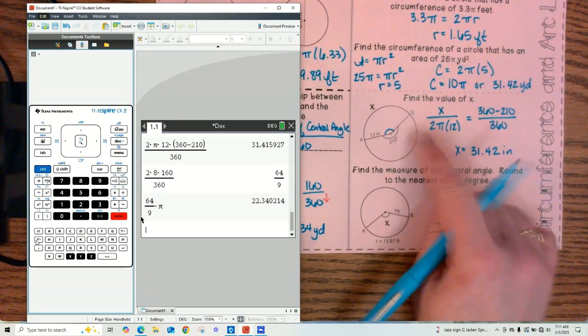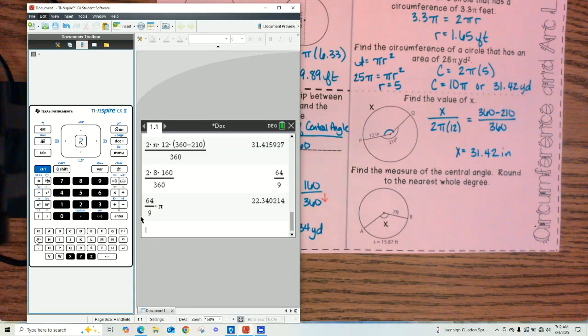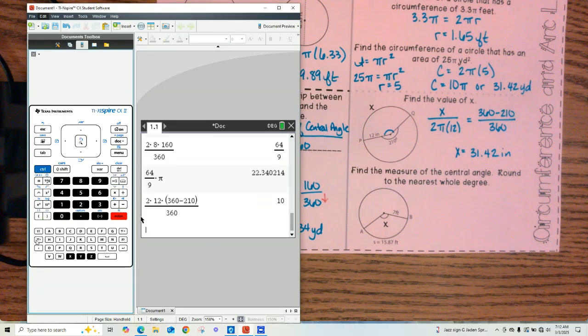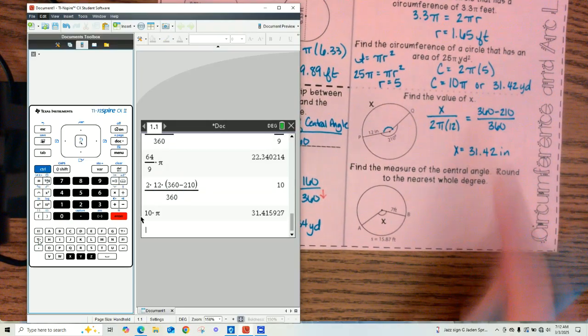And so this one we would do the same way. We would just leave the pi out of it and do it at the very end. So this one we'd have 2 times 12 on the bottom here times 360 minus 210 divided by 360, and we would get 10 pi. Which again, 10 pi gives us the same answer there.